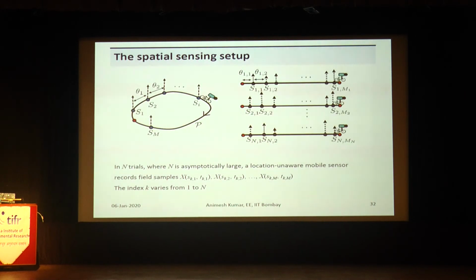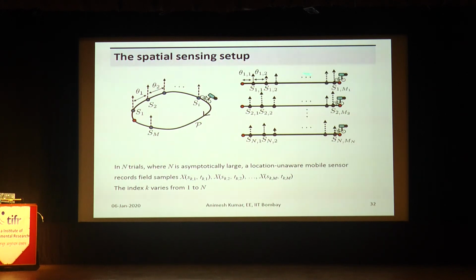All right. So this is the spatial sensing setup that we have. There is a path. The path can be a loop or it can be open. And what we do is we end up repeating the mobile sensing experiment multiple times. So it's being repeated capital N times here. And we'll assume that capital N, which is the number of trials, is going towards infinity.